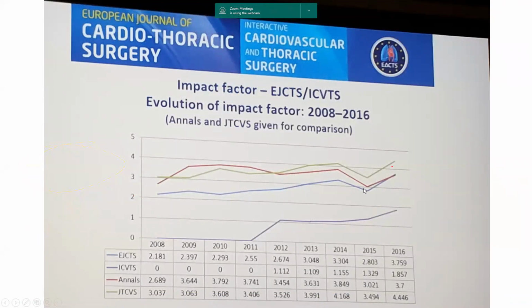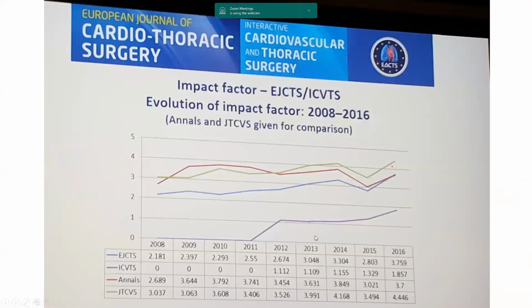And every year we see how we rank compared to the other journals. And obviously we try and outdo them. You can see here back in 2016, EJCTS did very, very well. In fact, if anything, it actually caught up and slightly surpassed the Annals of Thoracic Surgery in 2016. That was good news for the EJCTS.